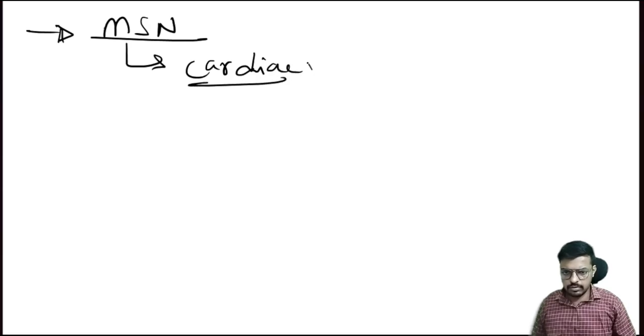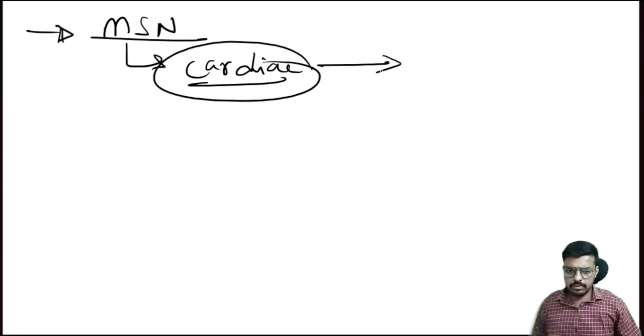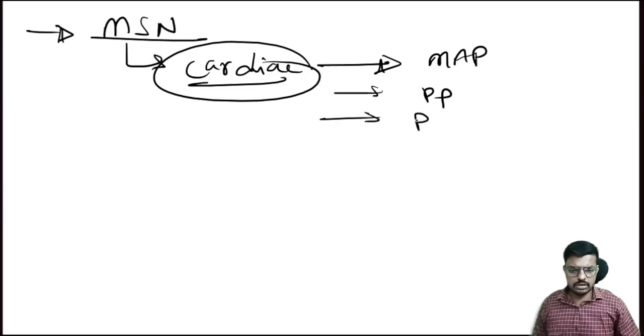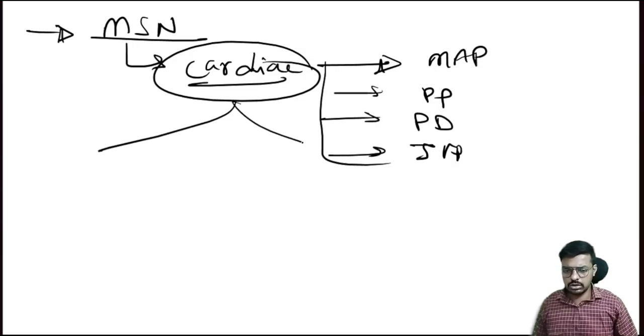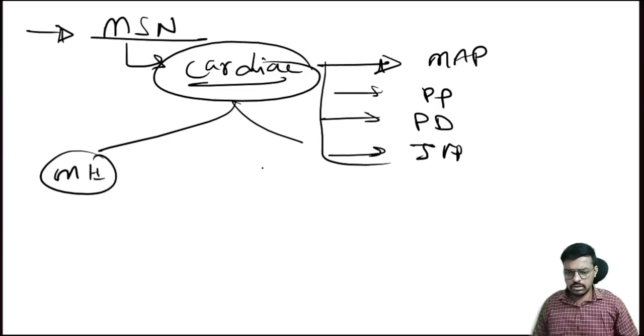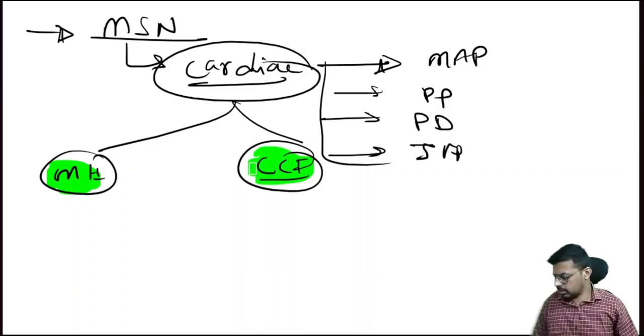From the cardiac system, you have to know the basic definitions: what is the mean arterial pressure, what is the pulse pressure, what is the pulse deficit, and what is the jugular venous pressure. These are the basics everyone has to know. When it comes to disease conditions, two things: myocardial infarction and congestive cardiac failure. Completely revise and study these two, because the questions will strike from here, right?